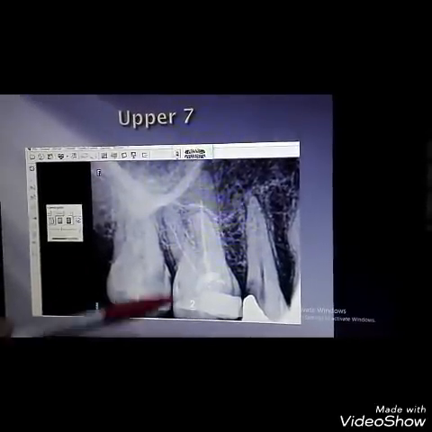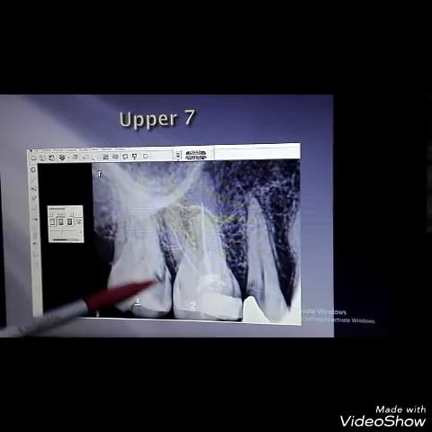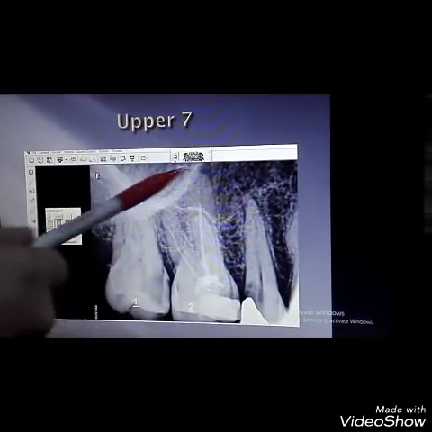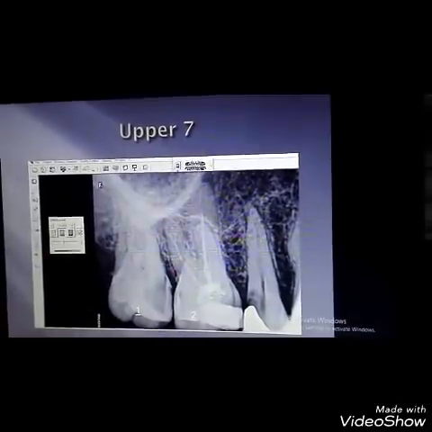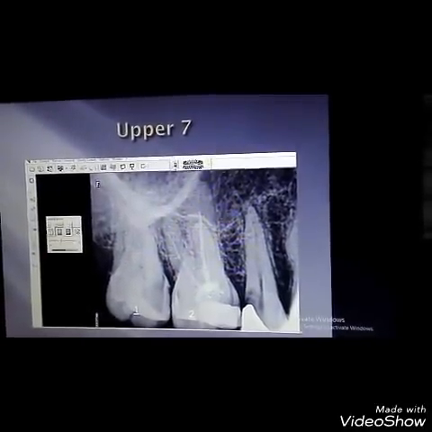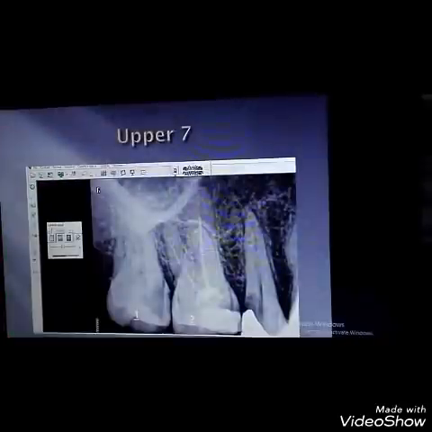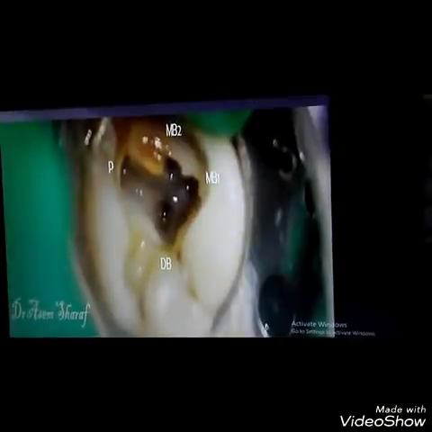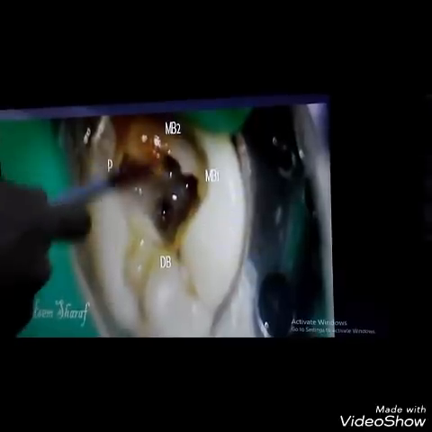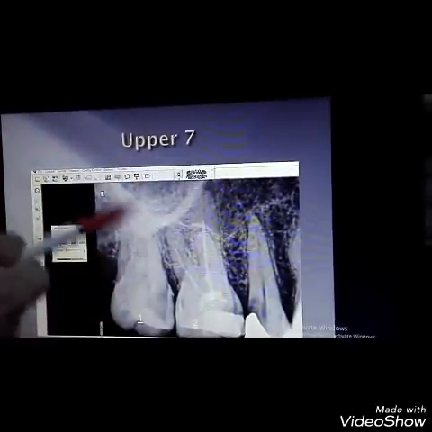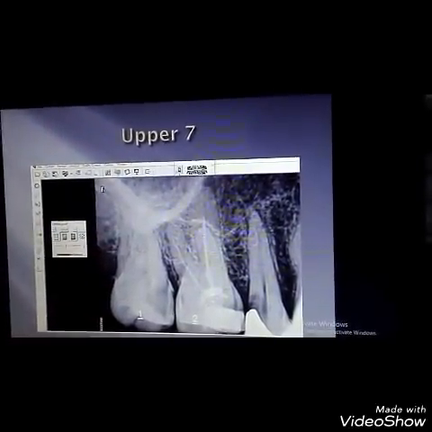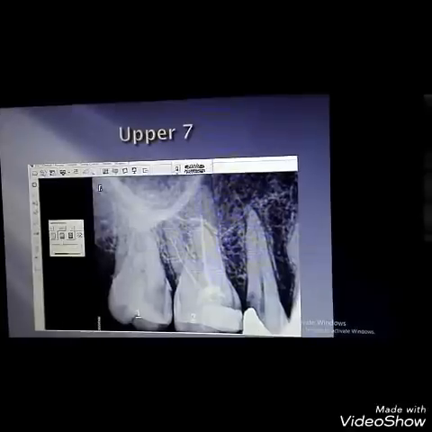Now we are going to show upper seven. This one again, it is not our responsibility as doctors to treat like this. Look at this, upper seven. Oh wow, I have MB2 here. As we mentioned before, I don't see anything here. I cannot detect MB2.